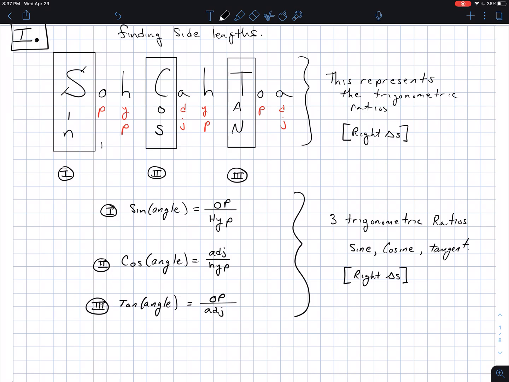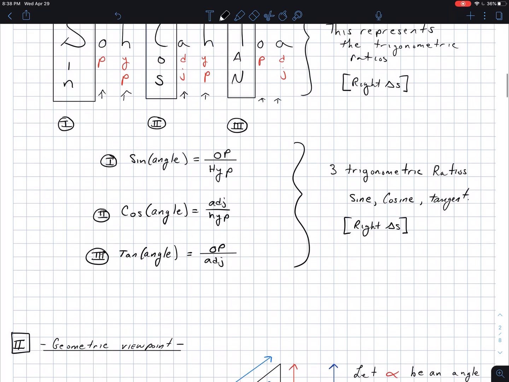Sine is the opposite over the hypotenuse. Cosine is the adjacent over hypotenuse. And the tangent is the opposite over adjacent. So these three representations in two different ways should help give you an idea of how to look for the actual side in particular that we're looking for, or the sine, cosine, or tangent of a particular angle. And we'll show you that momentarily.